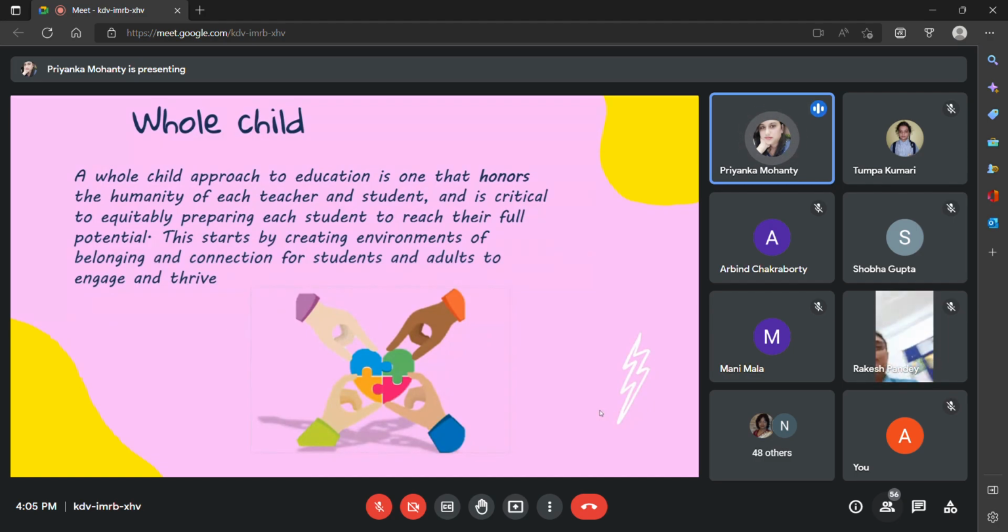Suppose we are teaching about fruits, we should give them the visualization of how the fruit looks, or whether it is hard or soft. Suppose an apple: it is red in color, it is hard, it is sweet, and round in shape. All these things we have to make clear to them.